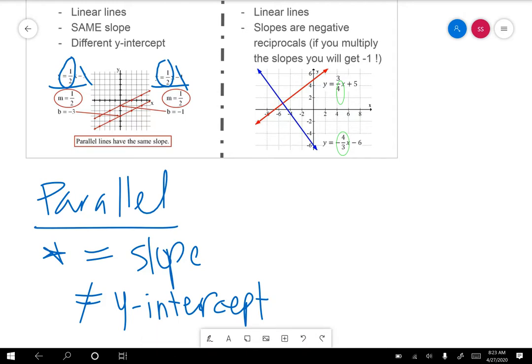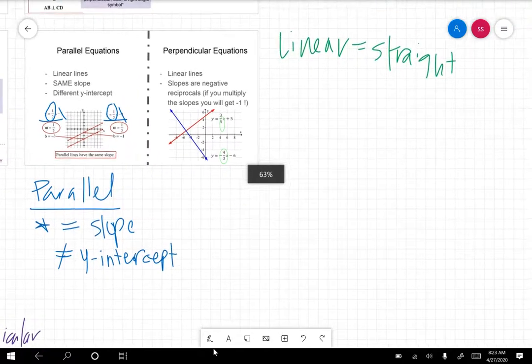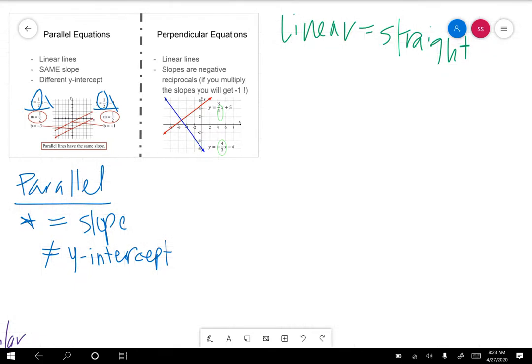And if you don't trust me that all parallel lines have the same slope and different y-intercepts, go ahead and just try graphing a couple different parallel line sets. They'll all have the same slope. Parallel lines will always have the same slope and different y-intercepts.